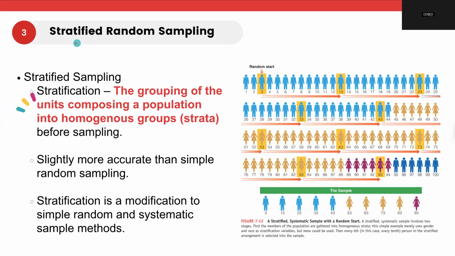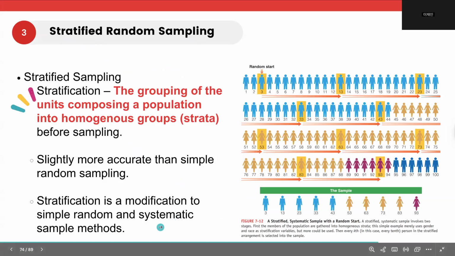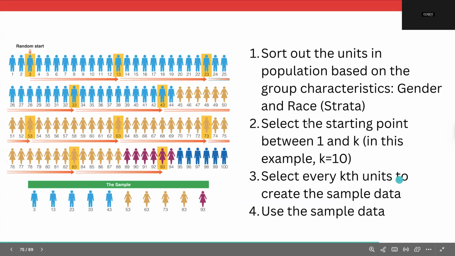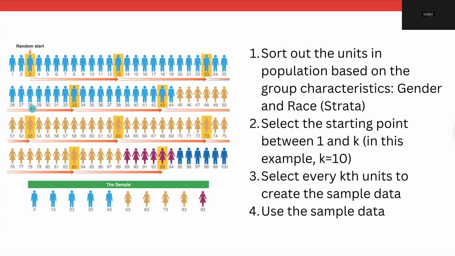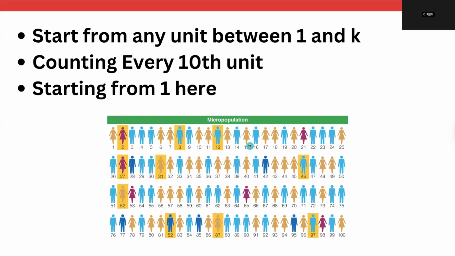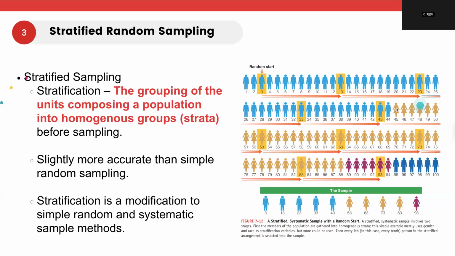So another one is stratified random sampling. The important term, stratification, is the grouping of the units composing a population into homogeneous groups, or strata, and it is slightly more accurate than simple random sampling and the previous one. So stratify the systematic random sample. For example, instead of sorting out by gender and race, you can list them up.